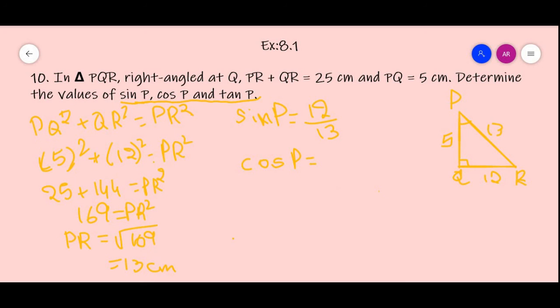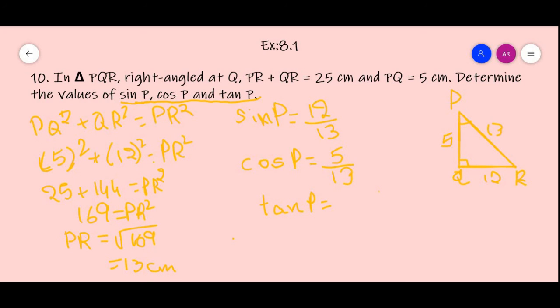So what is the adjacent side? It's 5. It is PQ, and the hypotenuse is 13. And then tan P will be equal to, the code is TOA. Tan theta is equal to the opposite side by the adjacent side.